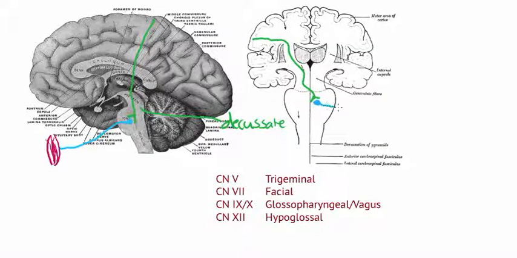And then the fifth cranial nerve exits about here. So you've also got the others that we're interested in, the facial nerve exits about this, slightly higher. The 9th and 10th from the medulla, and the 12th sort of in the middle there.